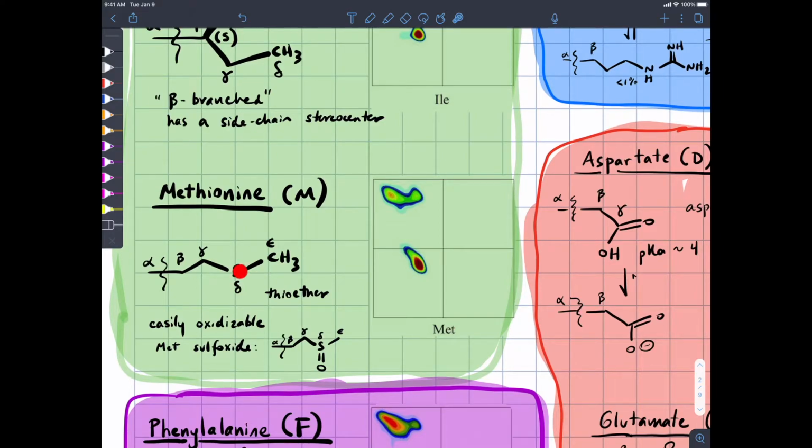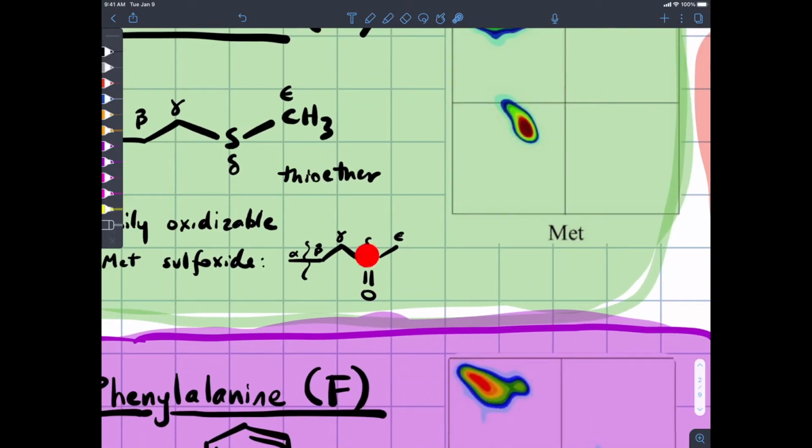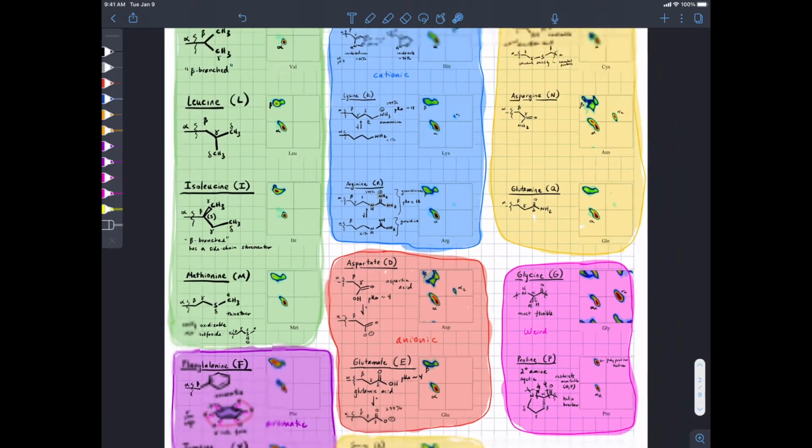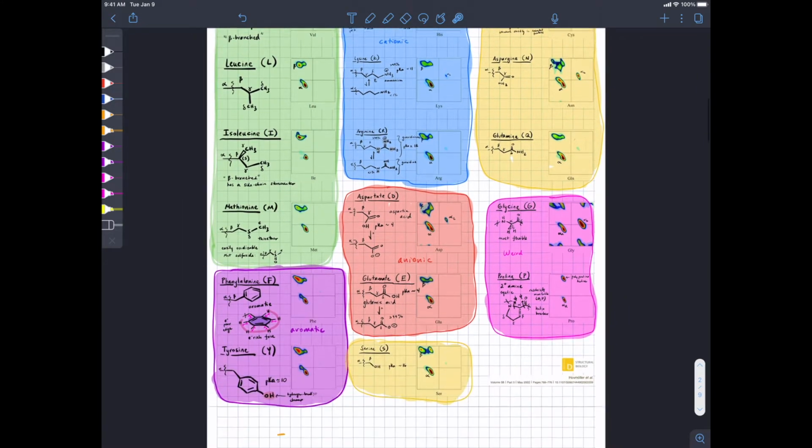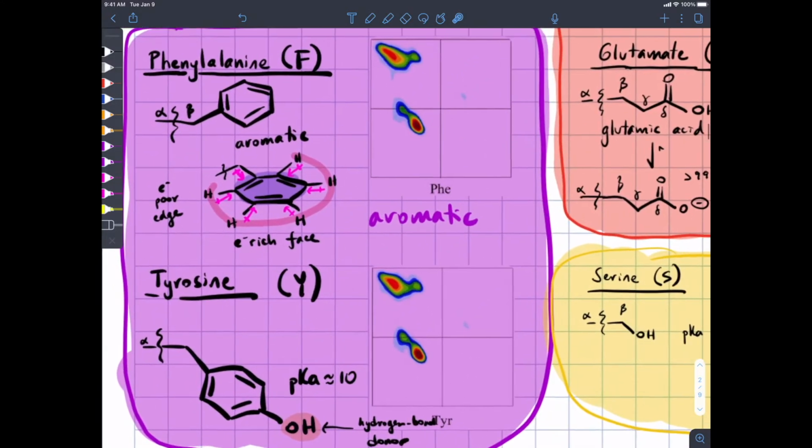One challenge with methionine is sulfurs are really highly oxidizable. And so if you have a protein or a peptide with methionine in it and you leave it sitting out in air, almost inevitably you're going to oxidize that sulfur to this sulfoxide, and that can have some consequences for protein structure. All right, so those are the nonpolar ones. Let's talk about the aromatic ones.